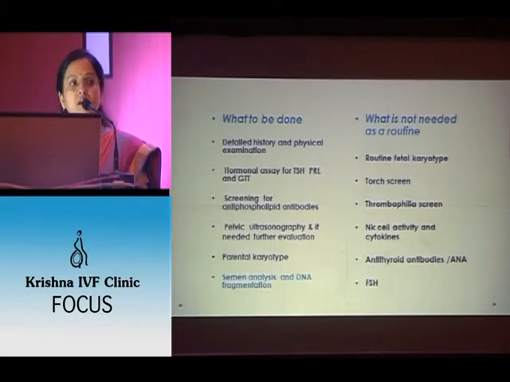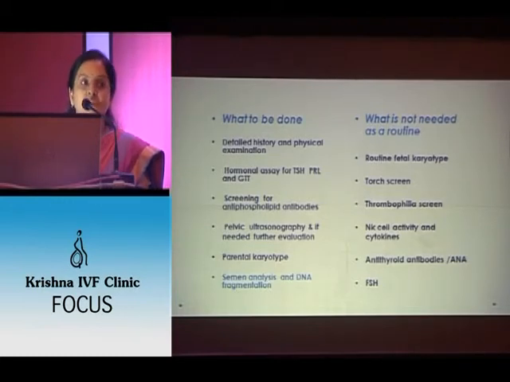Especially we do this at our center because most of the time the recurrent pregnancy losses we get are associated with secondary infertility. And what is not needed as a routine is routine fetal karyotype, TORCH screen, thrombophilia screen, NK cell activity and cytokines, antithyroid antibodies and antinuclear antibodies. These two aspects need further investigations, and follicular stimulating hormone estimation. Thank you.